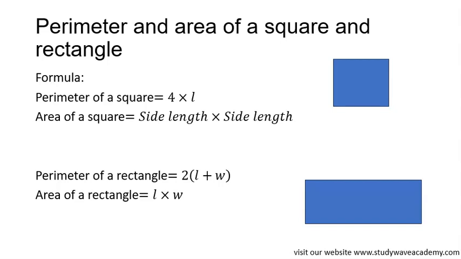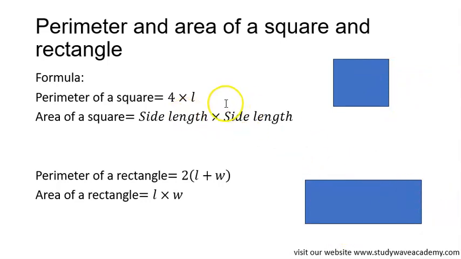What do we mean by perimeter? The perimeter is the total distance of all the sides of the square and rectangle, of all the sides of the closed plane. Okay, then the area is the amount of space a plane covers. Do you understand? So when looking for the perimeter and area of a square and rectangle, we use formula. Remember, the square, all four sides are equal, and the rectangle, the opposite sides are equal.